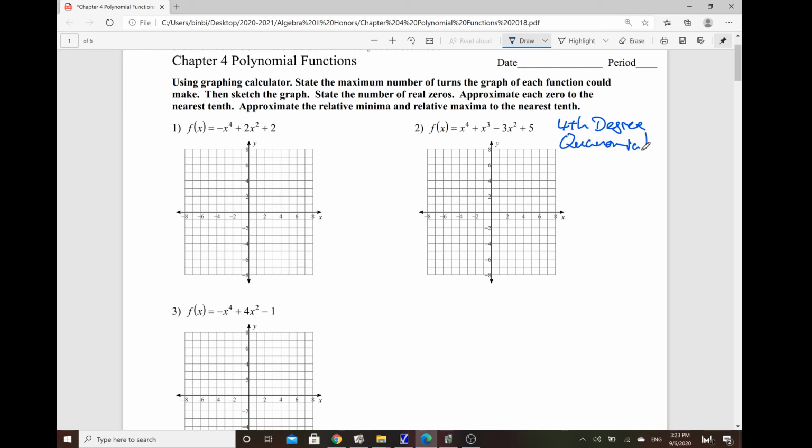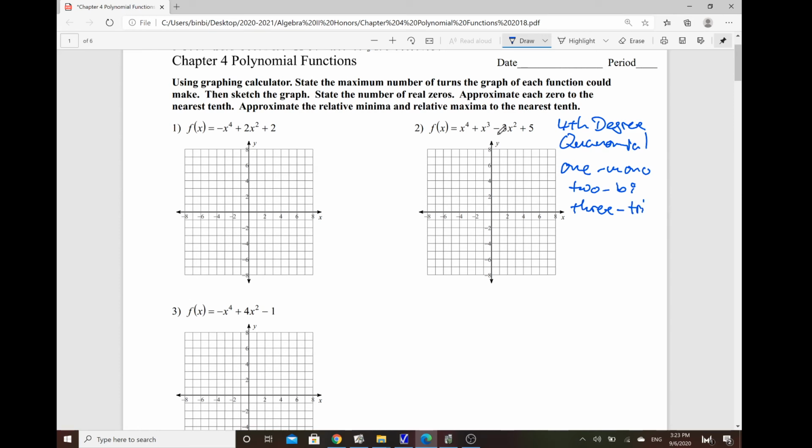Make sure that you know the prefixes. 1 is considered mono, one term. And then 2 would be considered binomial. And then 3 means it's considered trinomial. And then 4, quadrinomial. So on and so forth.